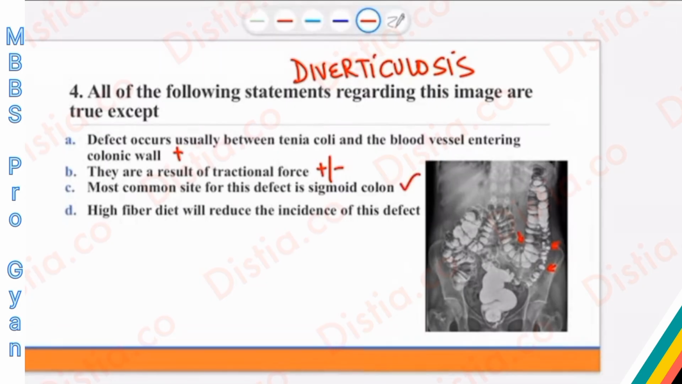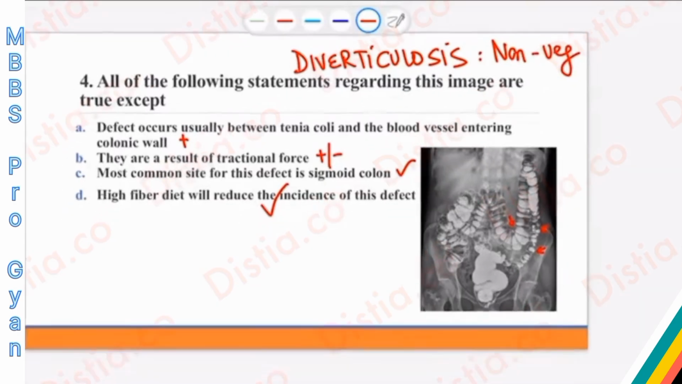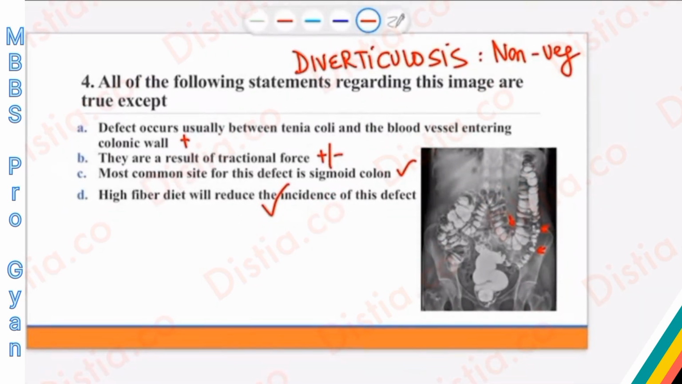He says the most common site for this defect is the sigmoid colon, as I explained, because that's the narrowest part of the colon. So the stress of chronic constipation contributes to these outpouchings developing. A high fiber diet will definitely reduce the incidence of this defect, because this is more common in people who eat a lot of meat, like, I would say, Americans, who eat a lot of beef and hardly any vegetables or roughage or fiber in the diet. So diverticulosis is more common in Western countries.